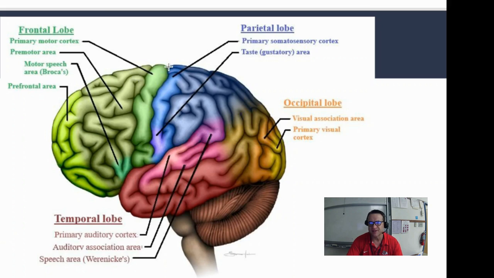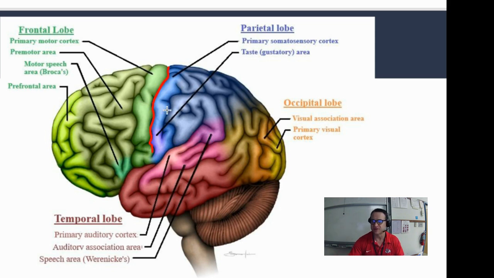All right, so remember, here is the central sulcus, the shallow groove in the brain that separates the frontal lobe in green and the parietal lobe in bluish purplish. Right here, remember, this bump, this gyrus, is called the precentral gyrus. This is where your primary motor cortex is located. So this is what initiates all your skeletal muscle movements.